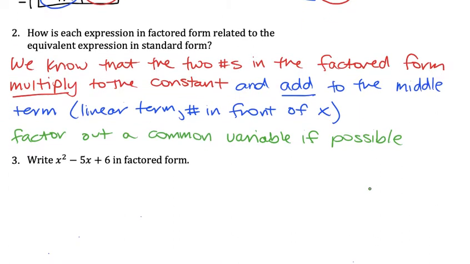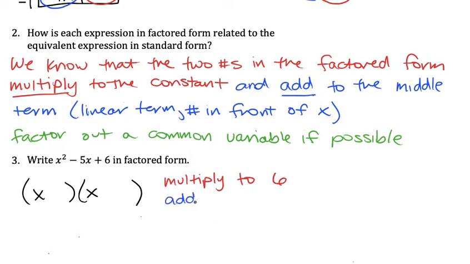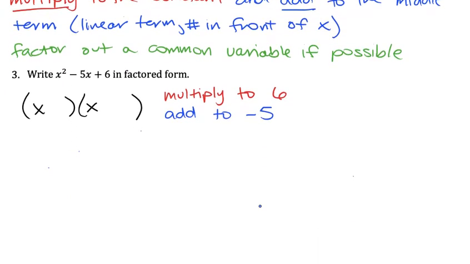So for question 3, it says to write x squared minus 5x plus 6 in factored form. So I know that my factored form is going to have 2 sets of parentheses that are going to look like this. And what we are looking for is 2 numbers that multiply to 6 and add to negative 5. I'm going to show this with the box like we did above because I think that makes it a little bit more clear.